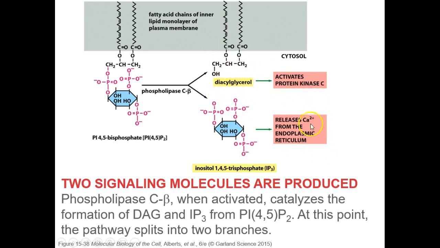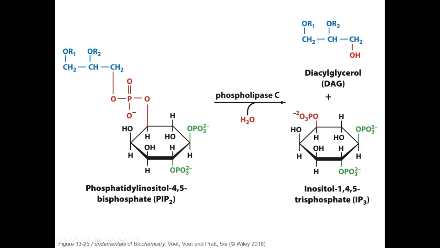Diacylglycerol activates protein kinase C, and IP3's job is to release calcium from the endoplasmic reticulum. So the pathway is splitting into two branches here. Again, this shows more of the chemistry, and this is in our textbook. This is phospholipase C, and it's a hydrolysis right here. If we do the hydrolysis right here, then we release the IP3, and these R groups are just the fatty acids. So the diacylglycerol stays in the membrane, but the IP3 is very water soluble and can diffuse through the cytosol.